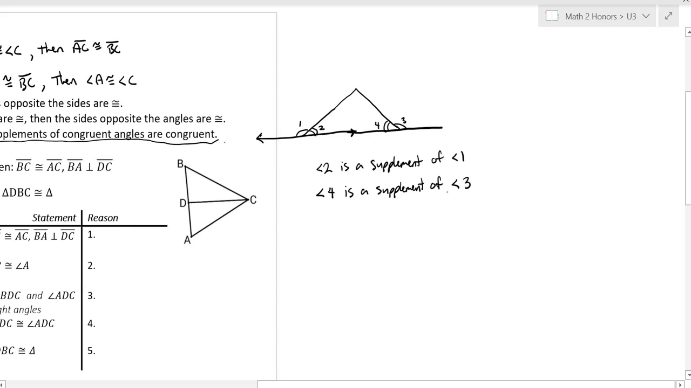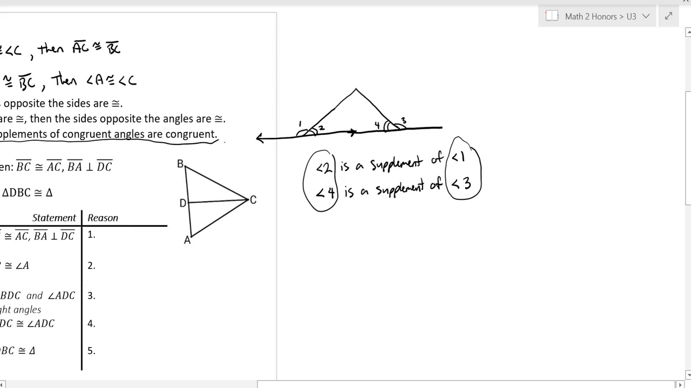So what the statement is saying is, supplements of congruent angles are congruent. If I know that angle 1 and angle 3 are congruent, then their supplements will be congruent. So then angle 2 and angle 4 will have to be congruent. So that's the idea.